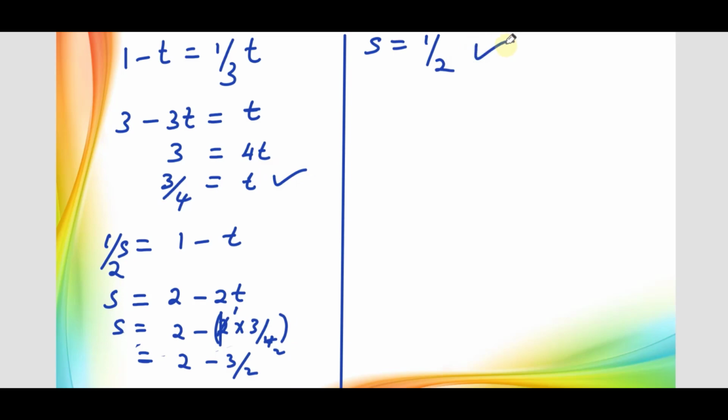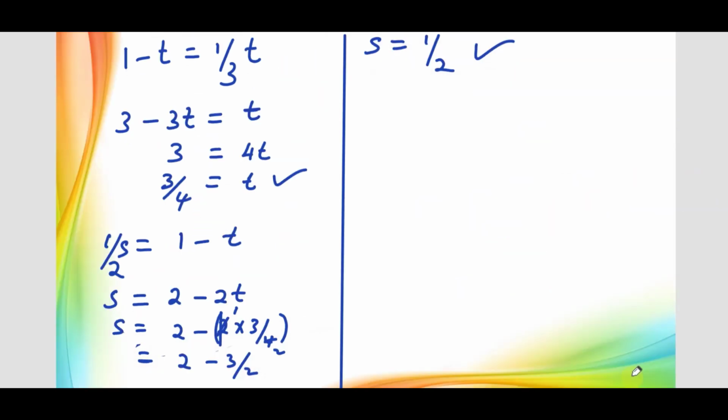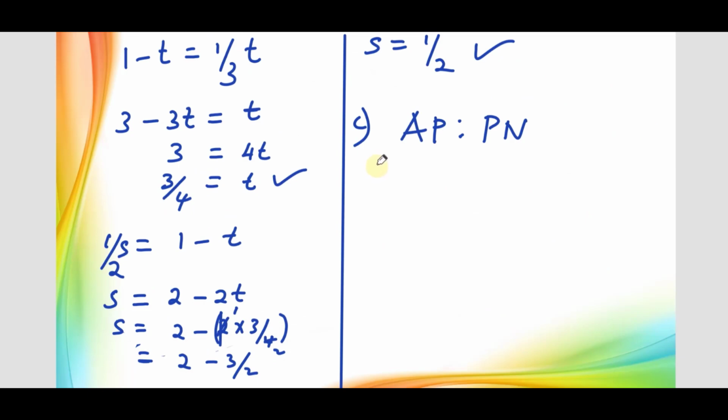Now the next question, which is the last question: hence find the ratio AP/PN. So the last question, ratio AP/PN. Now to get this, remember from our question, there's something that we have here. AP is equal to tAN. So this one therefore will be AP is equal to our t, the value of t is 3 over 4, AN.